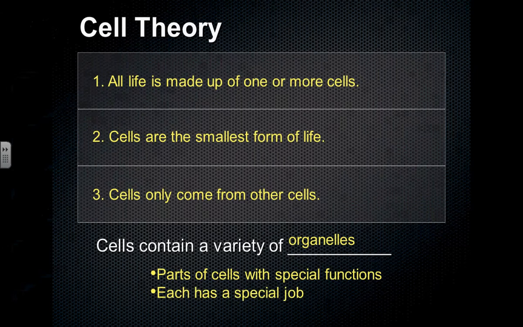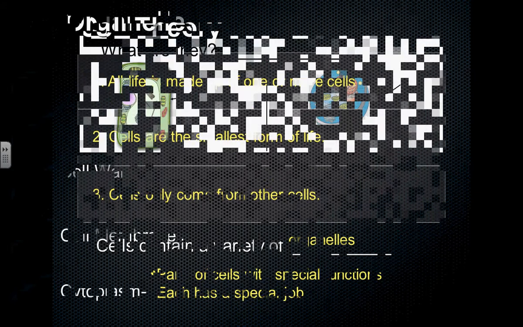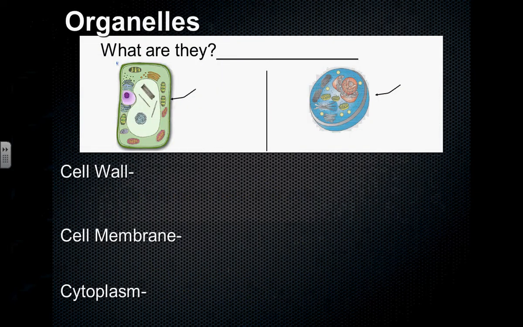And each cell organelle has a job to do. We're going to spend today talking about a whole bunch of different organelles and what their job is, what's their function, what's their purpose for the cell. Most of this section of the unit, we're going to be talking about these organelles, and you're going to have to know what they look like and what they do in the cell.